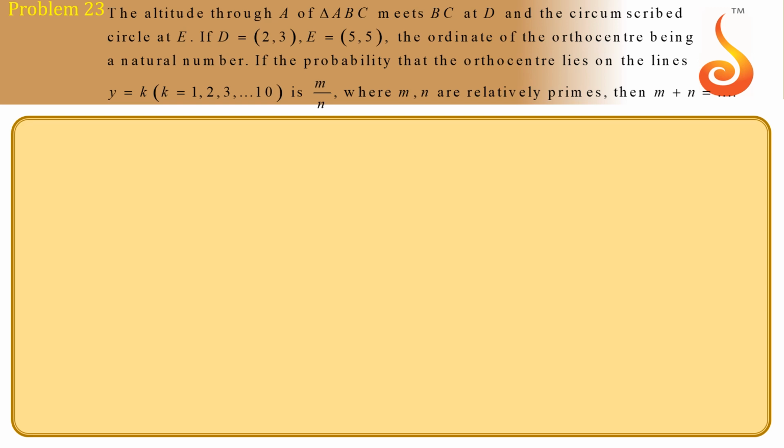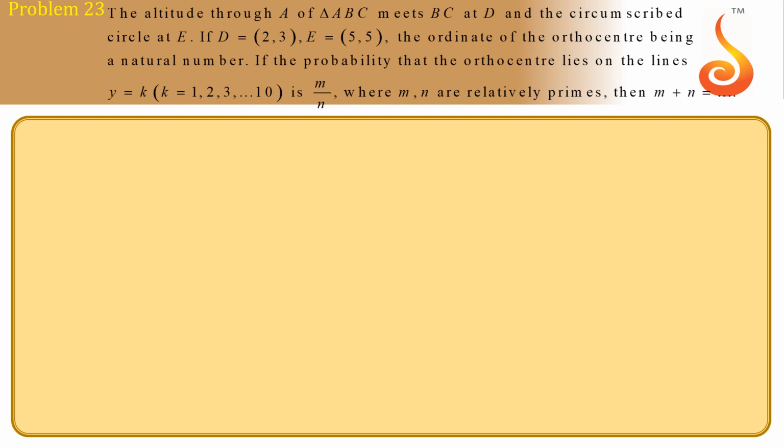Let us see the next problem. The altitude through A of triangle ABC meets BC at D and the circumscribed circle at E. If D equals (2, 3), E equals (5, 5), the ordinate of the orthocenter being a natural number, if the probability that the orthocenter lies on the lines y equal to 1, y equal to 2, and so on, y equal to 10 is m by n, where m, n are relatively prime, then the value of m plus n is.